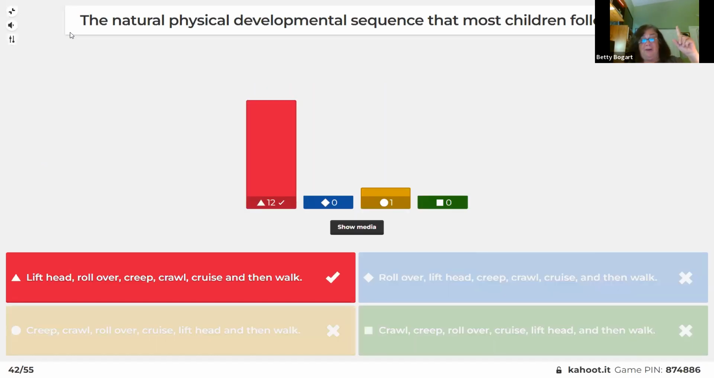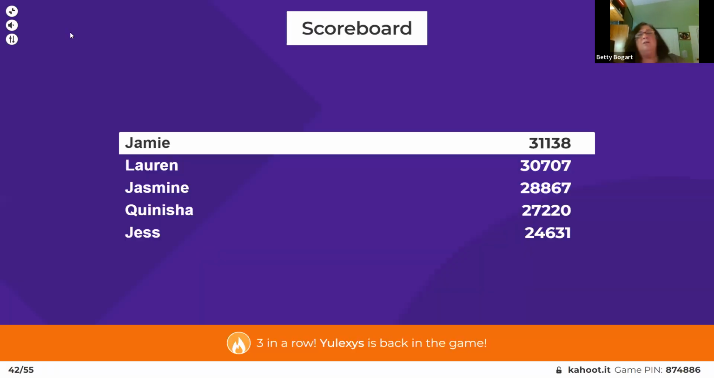And we lift our head first. So that was the only one that started there. Roll over, creep, crawl, cruise, and walk. Absolutely. And again, you might go from crawling to walking, and that's okay. And you might go from creeping to cruising, and that's okay, as long as you're going forward in that developmental level.